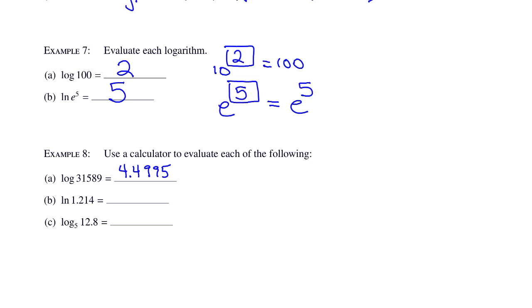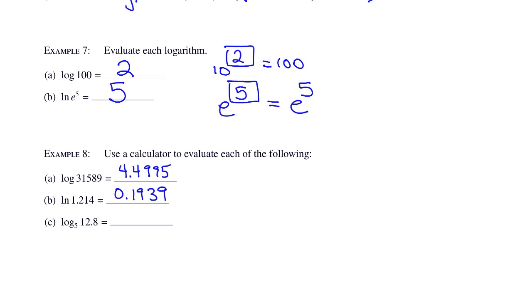Part B, natural log of 1.214. If you type that in, you get 0.1939. C, log in base 5 of 12.8. This one you may or may not be able to do.